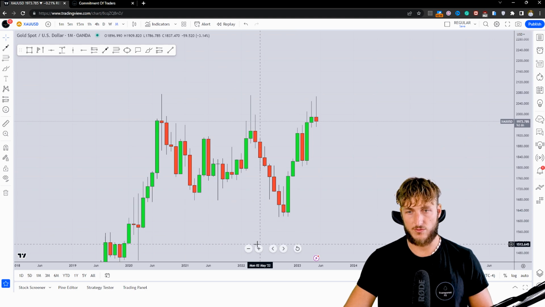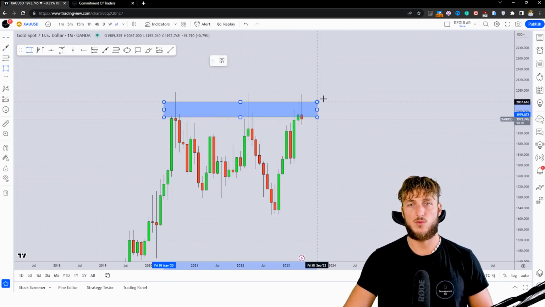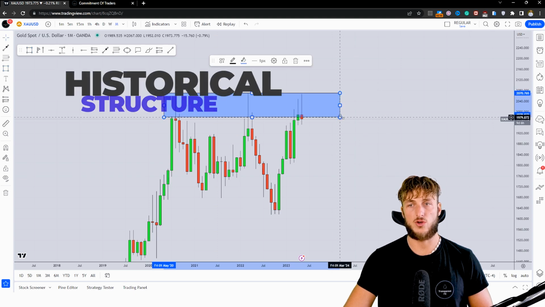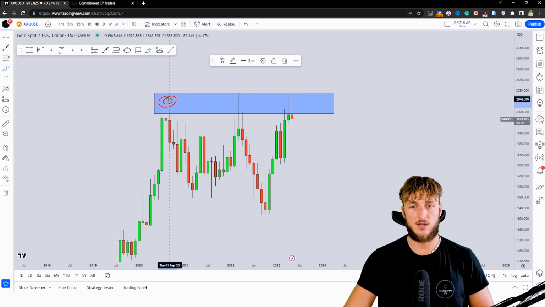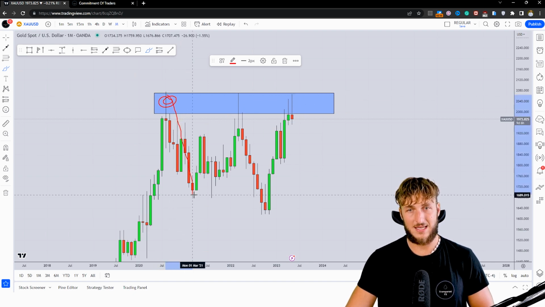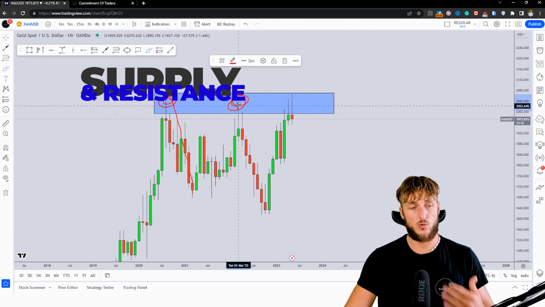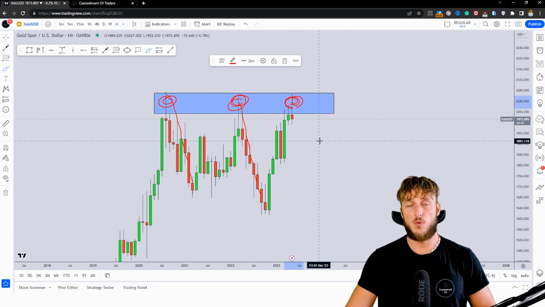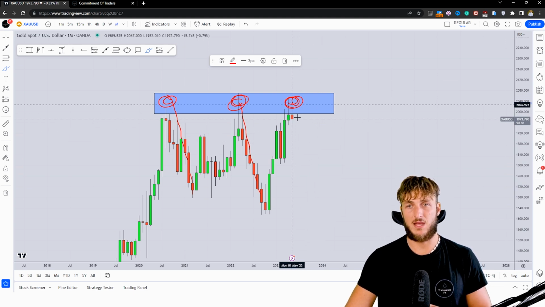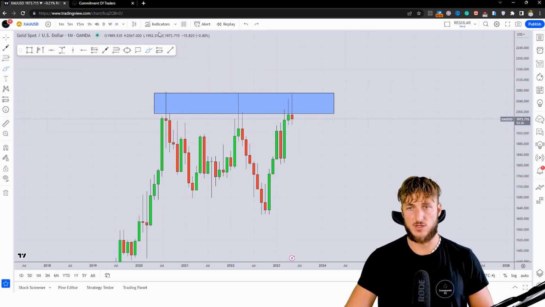Now, starting from the monthly time frame, what we can see is that we have a market which at the moment is testing a quite strong historical structure level. In fact, this area already back here in 2020 was acting as very strong monthly supply and resistance. Again, here it was tested and respected as supply and resistance. And at the moment, the market is testing this exact same level from which there is a possibility of bearish price action being developed away from the zone.